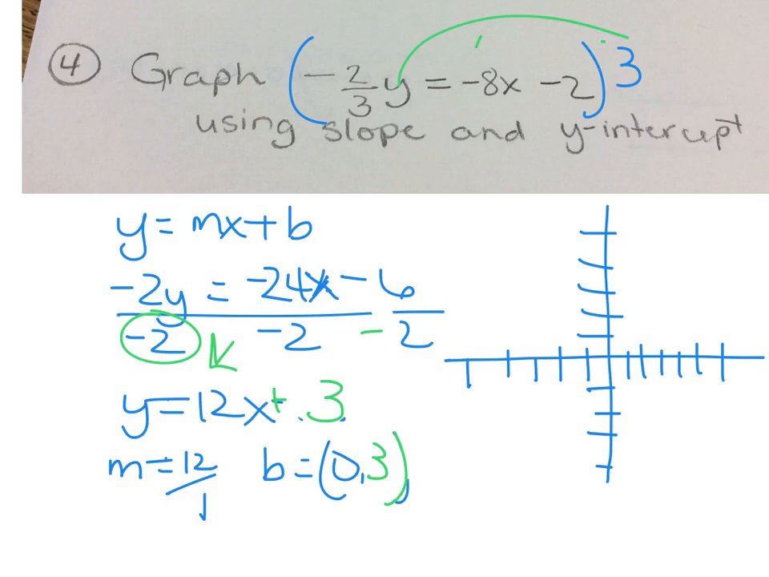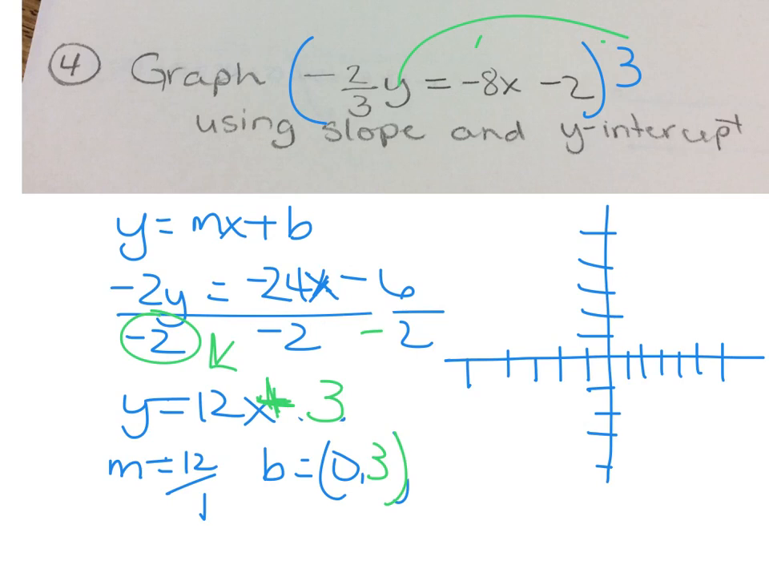Okay, I had to make some adjustments. Sorry about that. I divided everything by negative 2. Negative 6 divided by negative 2 is plus 3. So my equation is y equals 12x plus 3. So my slope is 12 over 1 and my y-intercept is (0, 3).